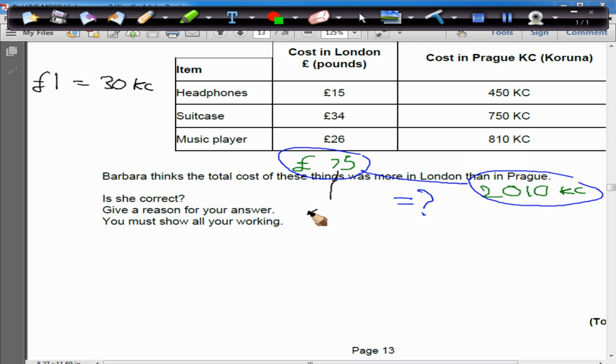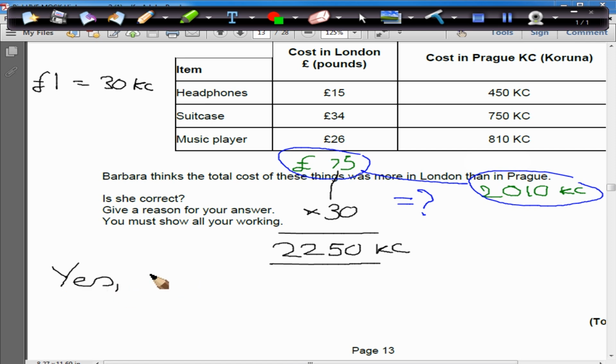So 75 times 30, put that in the calculators please folks. Let's give me an answer please, a nice answer that's correct. 2,250. So the question says, is she correct? She says the total cost is more in London than Prague. Is that right? Is she right then? Yes.